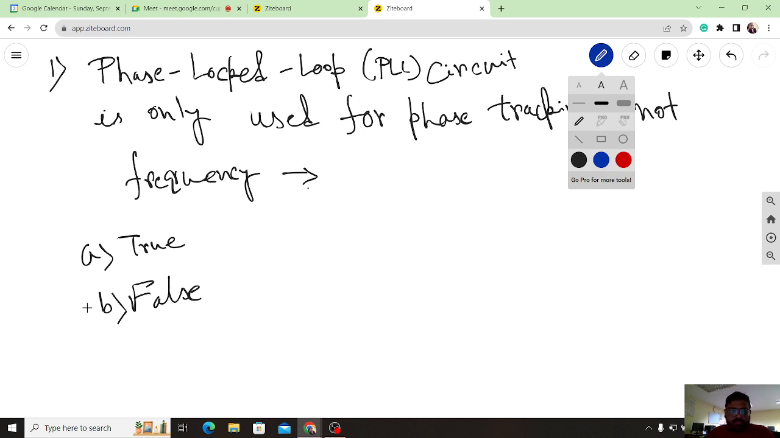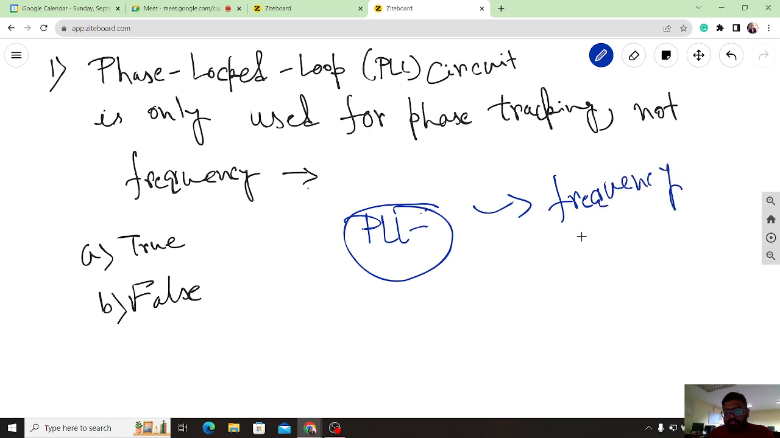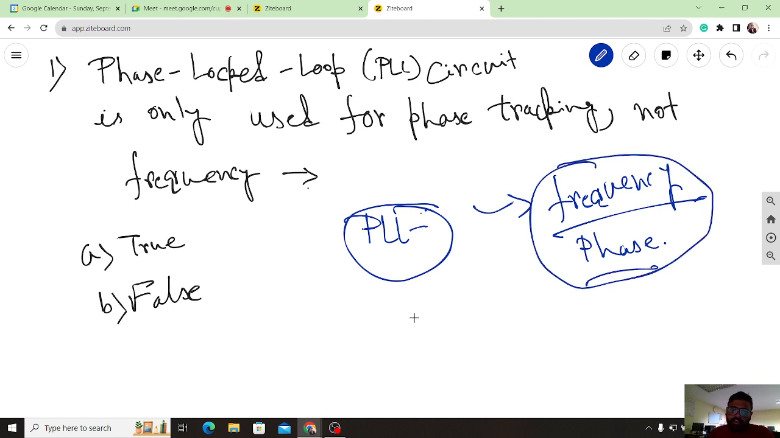This is false because if we use the PLL circuit, that can also be used for tracking the frequency and also phase. Depends on what sort of modulation we are taking. If it is FM, then we can use the frequency modulation.